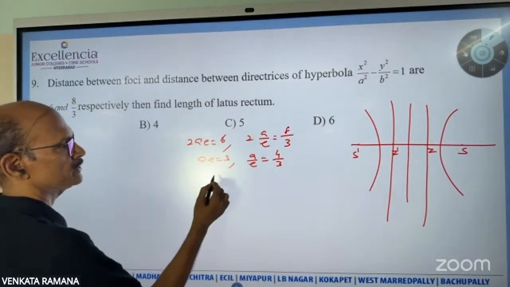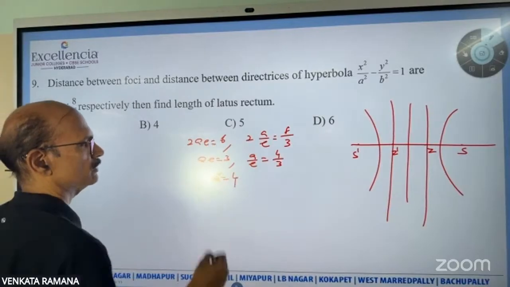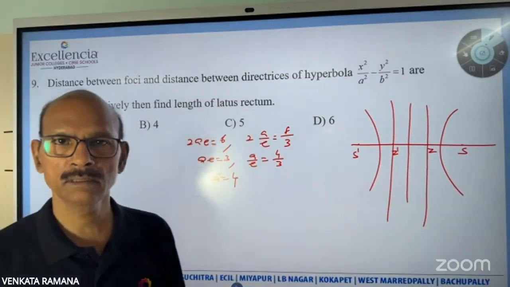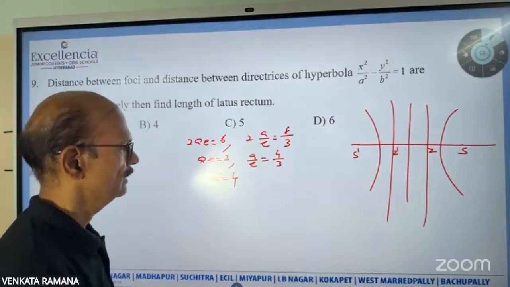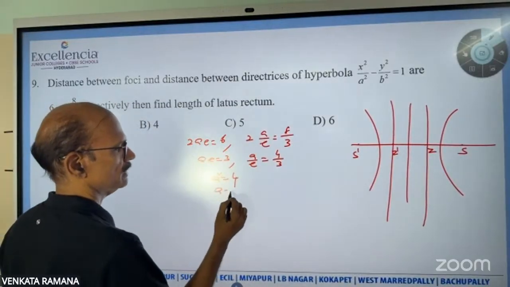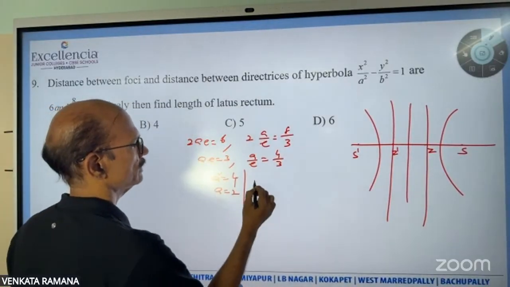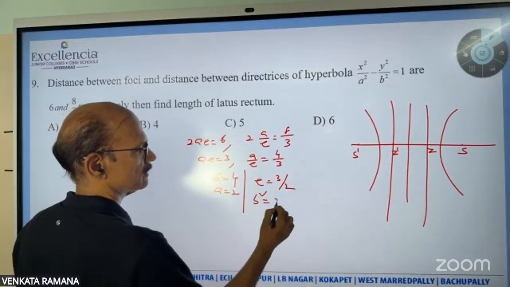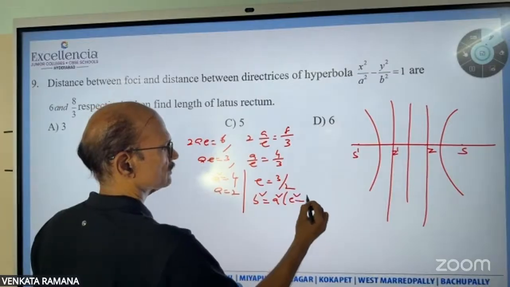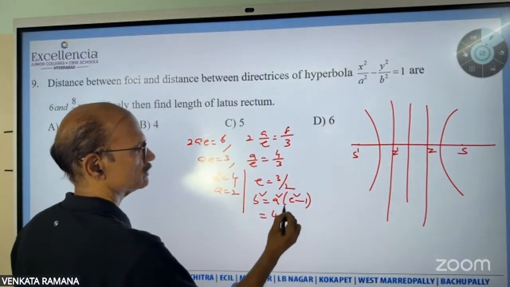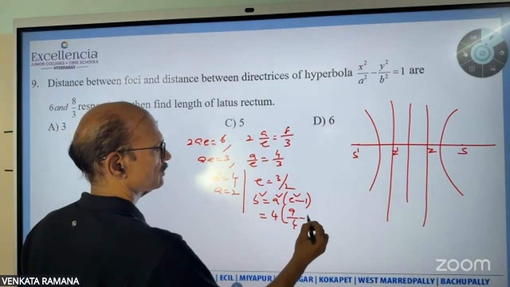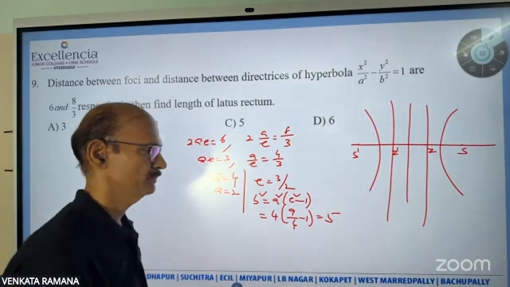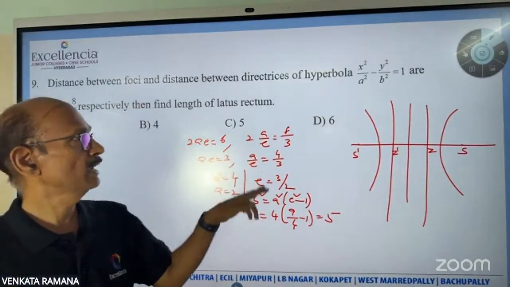If you multiply these two, you get a squared is equal to 4. So obviously, a value is equal to 2. Once a value is 2, e value is equal to 3 by 2. And b squared is equal to a squared times e squared minus 1. This is 4 times 9 by 4 minus 1. It will be 5. So we know all the values now.